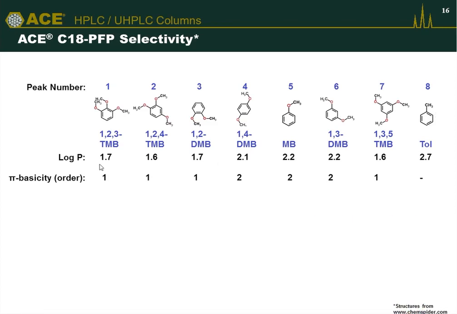Now, looking at the physical chemical data, you can see that it's not as easy to predict retention for many of these species because many of the values are very similar.